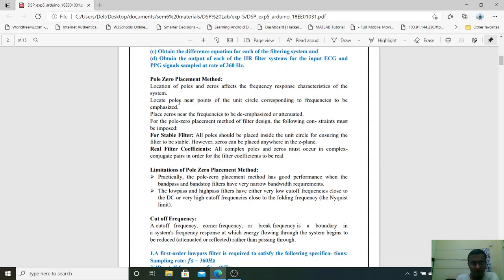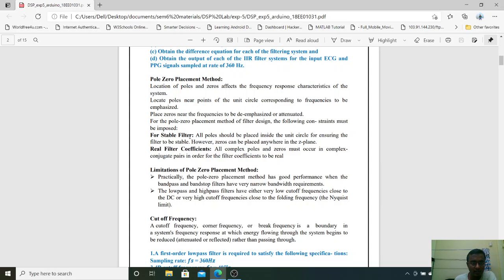Whenever we need attenuation, then for that corresponding frequency we will put a zero near that frequency, and when we want to amplify the signal, then for that frequency we will put a pole corresponding to that frequency. By putting poles and zeros, we have some constants based on our practical scenario.